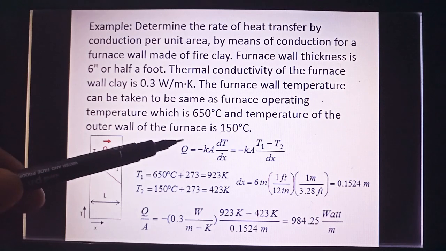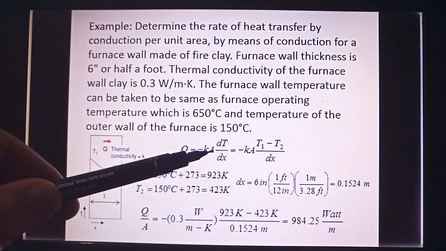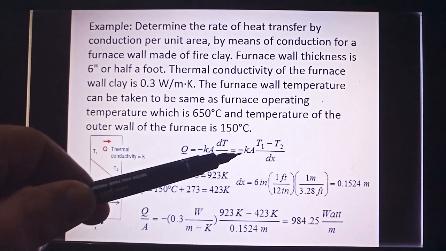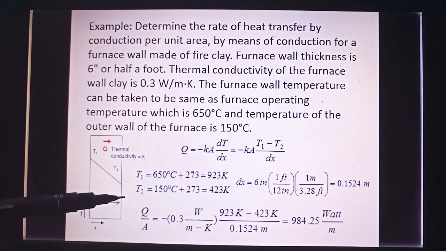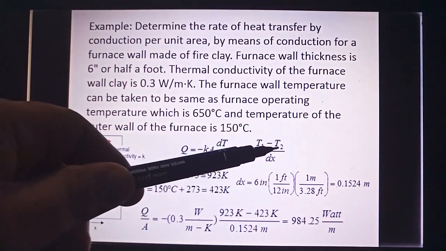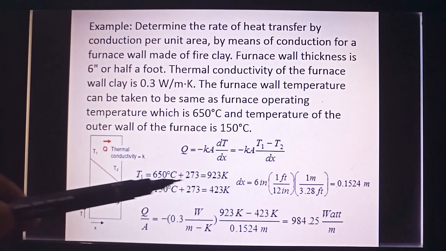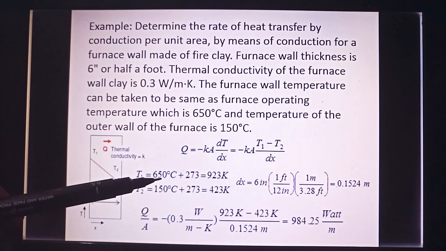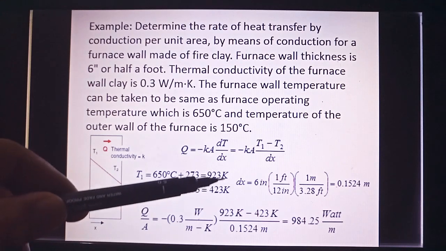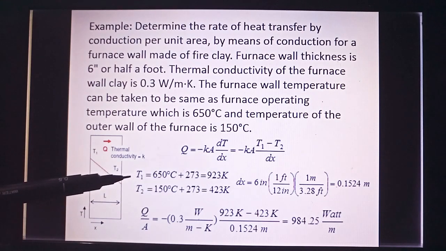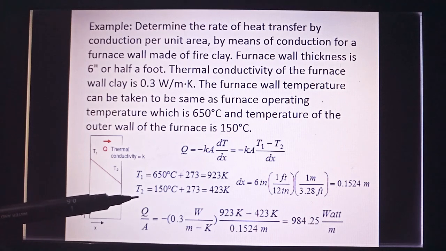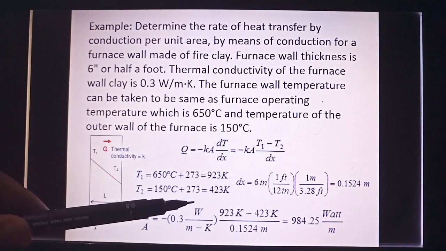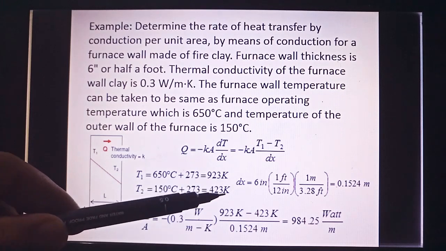Okay, so our basic formula is Q equals negative kA delta T over dx, or negative kA (T sub 1 minus T sub 2) over dx. We have here our T sub 1 and T sub 2. So our T sub 1, we convert this into an absolute value from degrees Celsius: 650 degrees C plus 273, that is equivalent to 923 Kelvin. So this is one way of converting your temperature from degrees Celsius to Kelvin. We add 273, and then T sub 2, 150 degrees C plus 273, that is equivalent to 423 Kelvin.